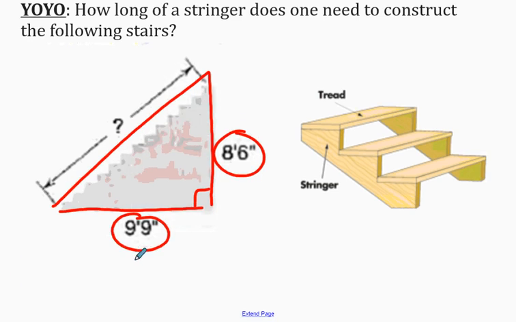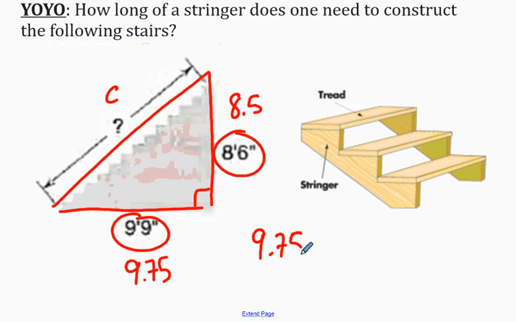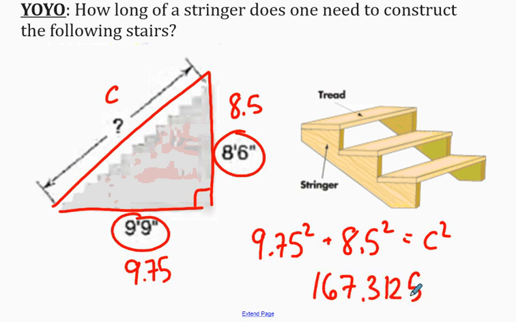Okay, I'm going to work it in feet. 9 inches is 3/4, so that's 9.75 feet, and 8 feet 6 inches is 8.5 feet. Then I'm going to do the Pythagorean theorem on it. So I've got 9.75 squared plus 8.5 squared equals c squared. 9.75 squared plus 8.5 squared gives me 167.3125.